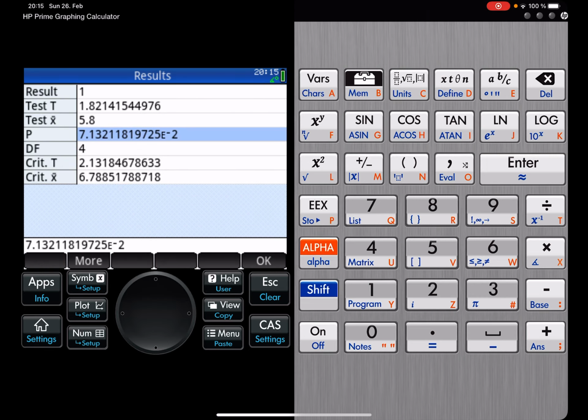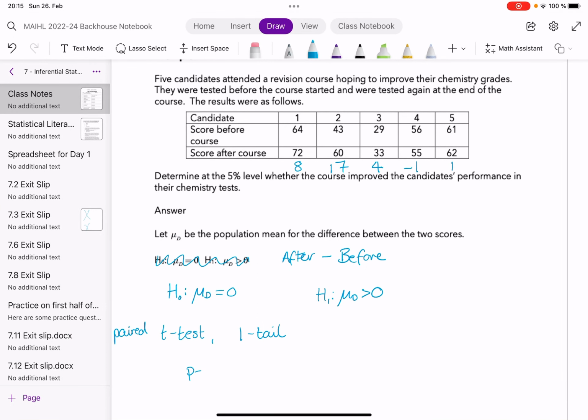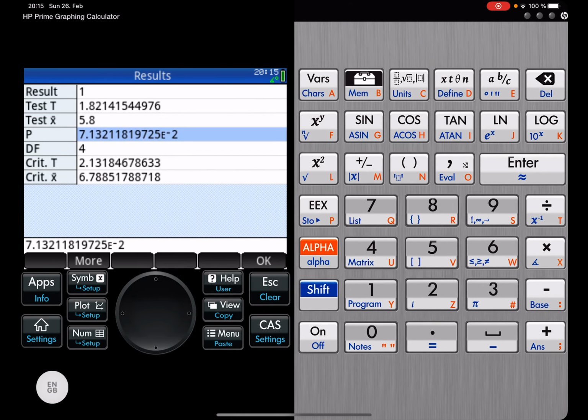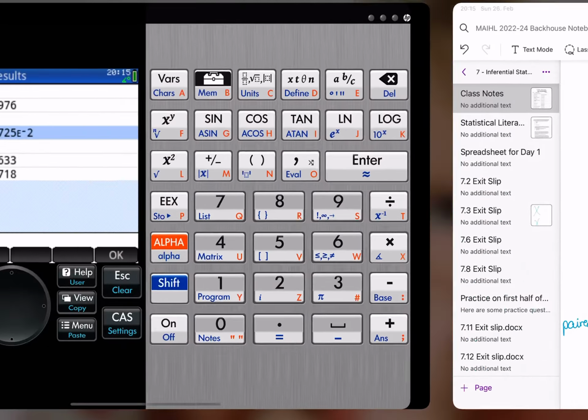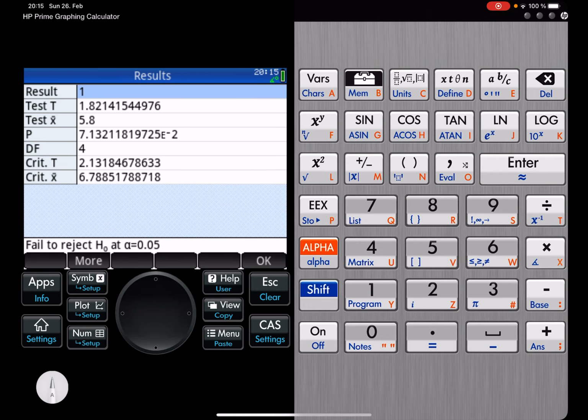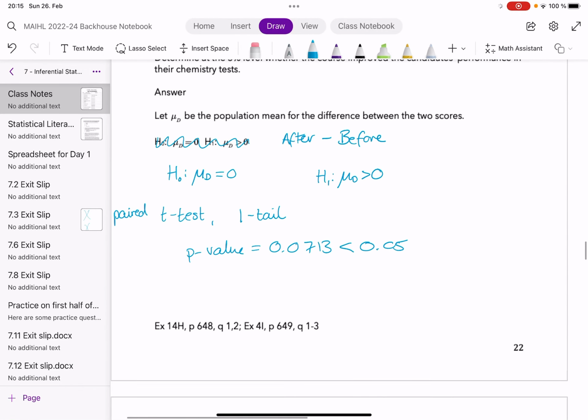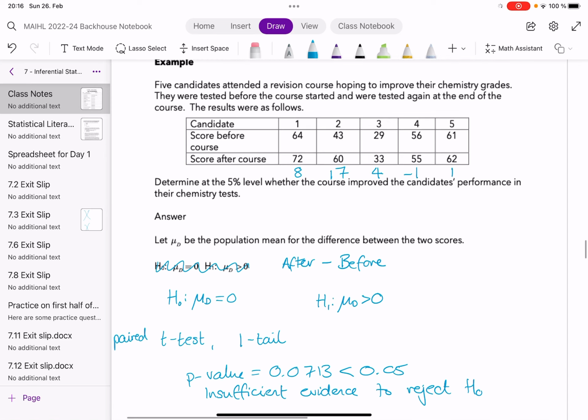There's my p-value, pretty close to being 5%, but it is still above. 0.0713. Okay, so it is, once again, not a significant result. So it means we are not rejecting H0. So insufficient evidence to reject H0. So what does that mean in context? Insufficient evidence to reject H0. Okay, so we're accepting H0. H0 was that the difference is 0. That means that there's not a significant improvement through doing this course.